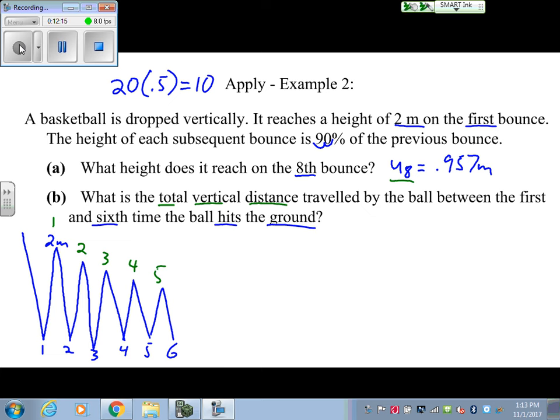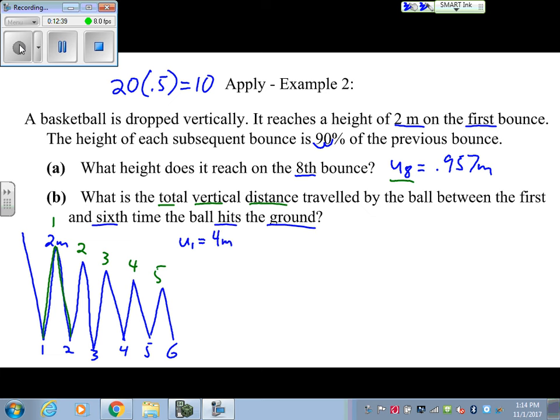Well, on this first one, it actually didn't go up and down 2 meters. It went up 2 meters and then back down another 2 meters. And so it traveled 4 meters. And that's going to be this distance right here where it goes up and down. So it went up 2 meters, down 2 meters. So I'm going to think of my first term this time, instead of being 2, as being 4 meters.